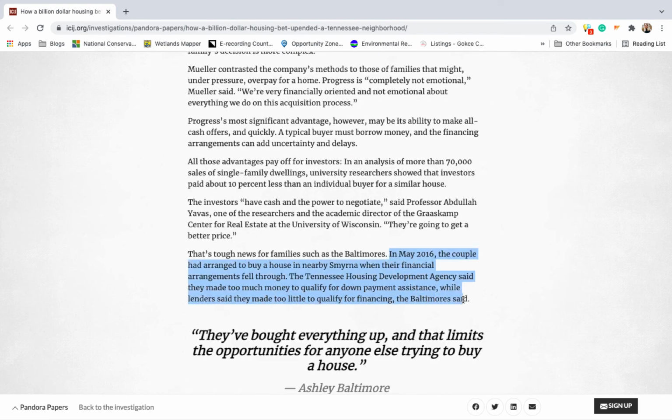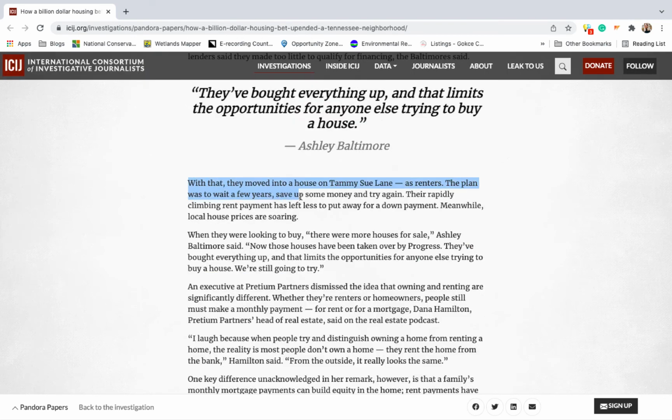In 2016, the couple was very close to their dream of homeownership, but their financing fell through when they were told by the Tennessee Housing Development Agency that they made too much to qualify for down payment assistance. So they decided to rent for a few years while they saved up some money. Yet in 2019, when the couple began their search again, almost all of the affordable homes were gone.